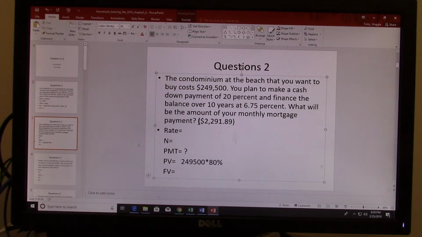And how long is this loan? This is a 10-year loan, but we make monthly payments. So how many payments do we make in the 10-year period? That's 10 multiplied by 12, which is 120 payments. How much is the interest rate charged on this account? For each year, the interest rate is 6.75%. But since we're making monthly payments, for each month the interest rate should be 6.75% divided by 12. This is the rate. How much is the monthly payment? That's the question.